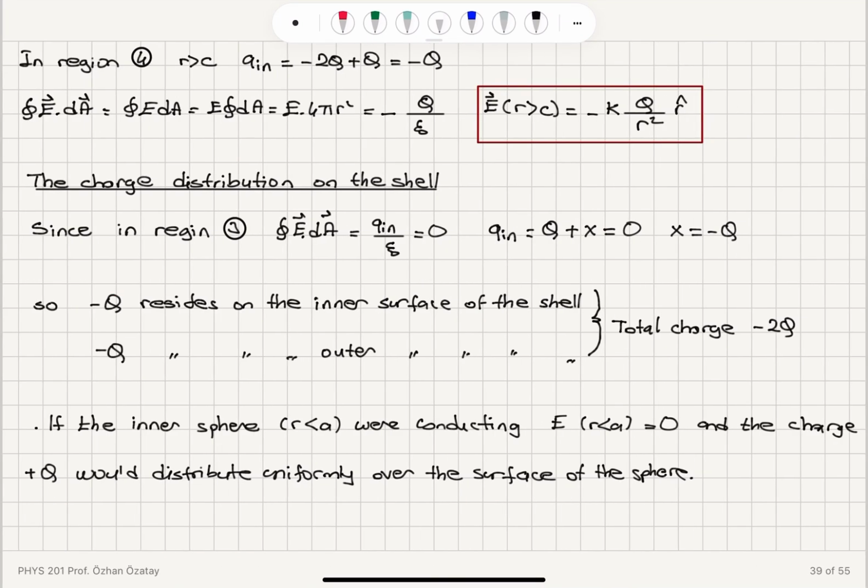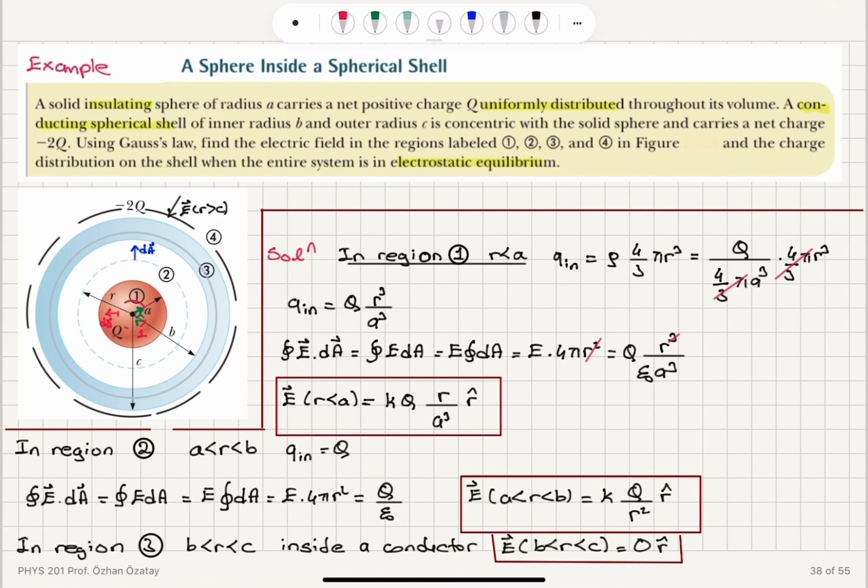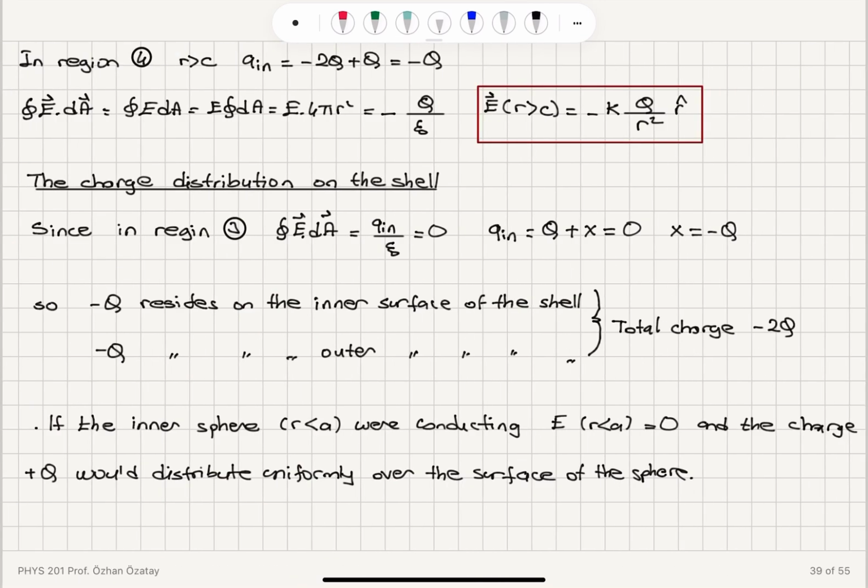And if I modify this problem so that the insulating sphere inside is conducting, then the electric field for r less than a would be 0, and the charge plus q would be distributed uniformly over the surface of the conducting sphere.